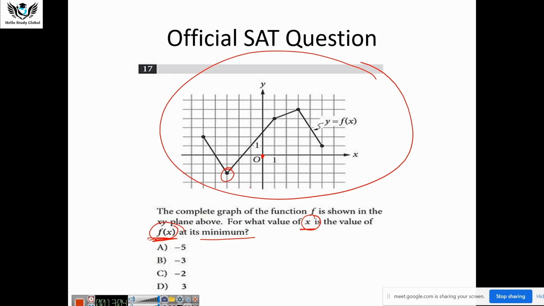This is the origin point, and then if we go to the left, this is minus 1, this is minus 2, this is minus 3. So the value of x over here is minus 3. So at minus 3 the value of y is minimum. So the answer would be B. B is the correct answer.